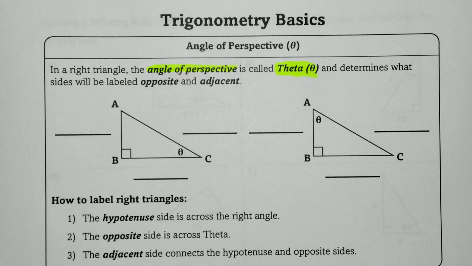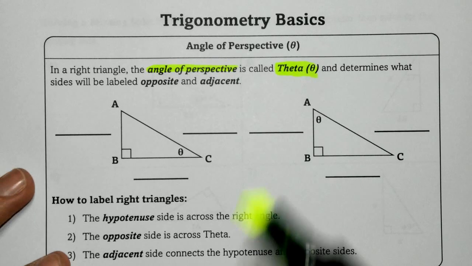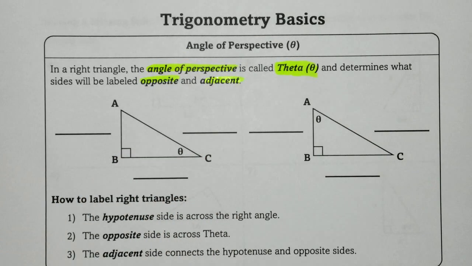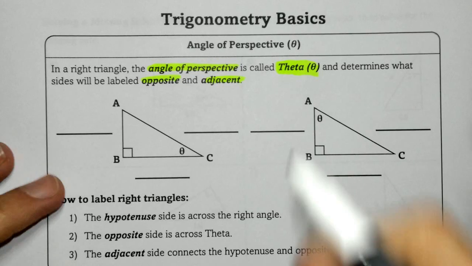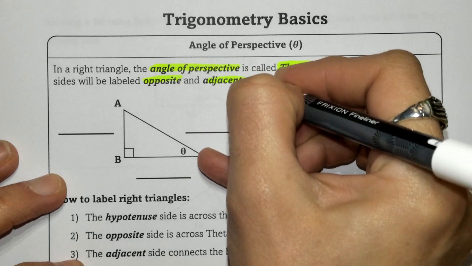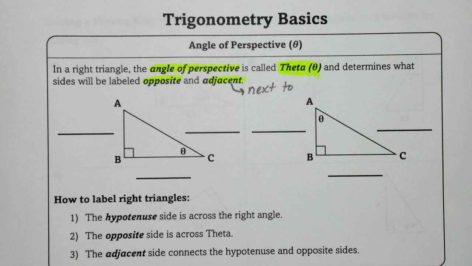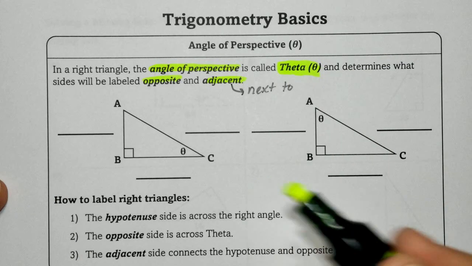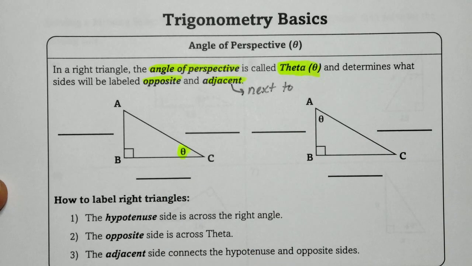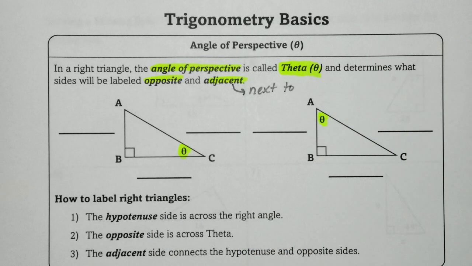And this theta, your angle of perspective, reference angle, is going to determine which sides you're going to label opposite and adjacent, okay? Adjacent, we need to know very well as a math term meaning next to. So this is going to mean next to. So when we take a look at these two triangles, we're going to notice that in the triangle on the left, theta is at vertex C. On the right, theta is in vertex A. There will be no theta or reference angle or angle of perspective at the 90-degree angle. Never. It's always going to be in one of the two acute angles.